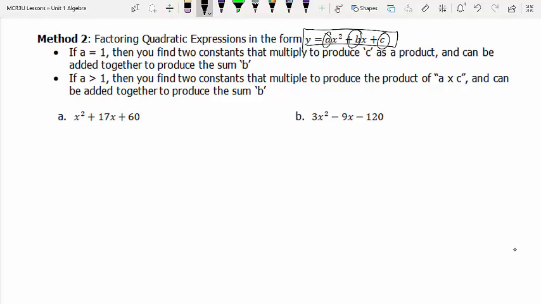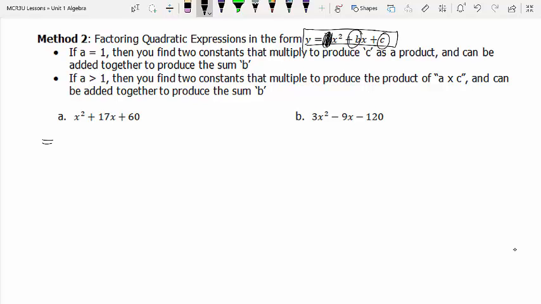So if a is equal to 1, so if there's no numerical coefficient in front of that x squared, then your magic numbers become your factors. If you do have a number in front, if a is not 1, there's a little bit more work that needs to be done. And if you remember it from grade 10, great. If not, I'll show you. Let's remind you of this factoring method through some examples.